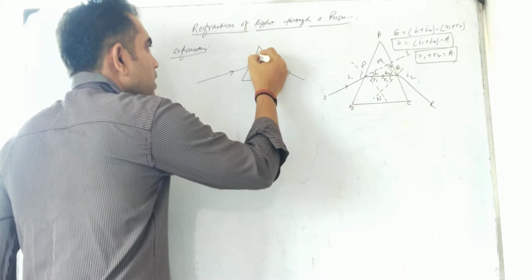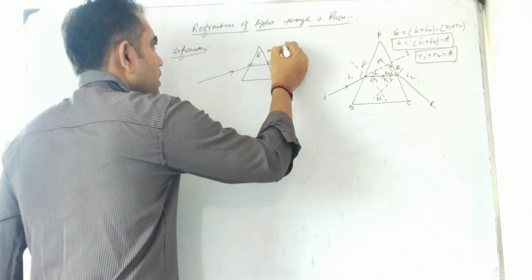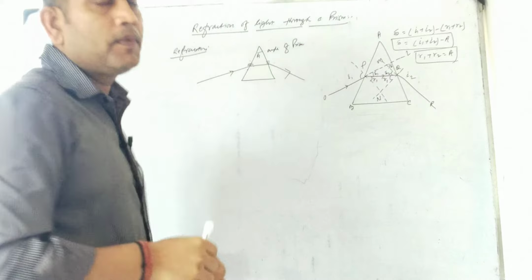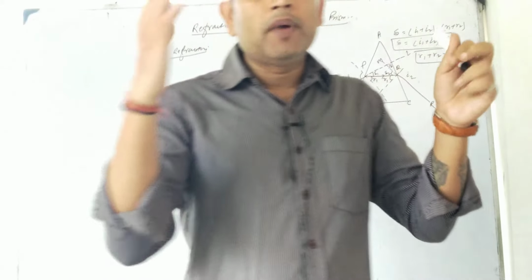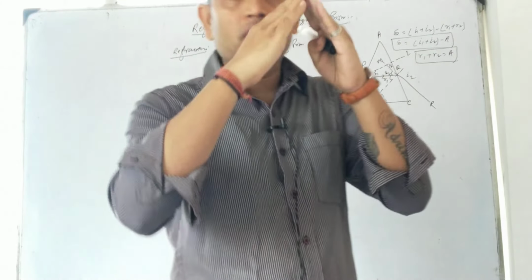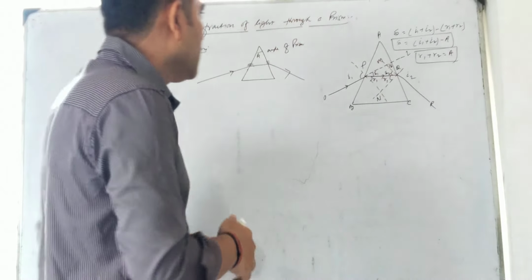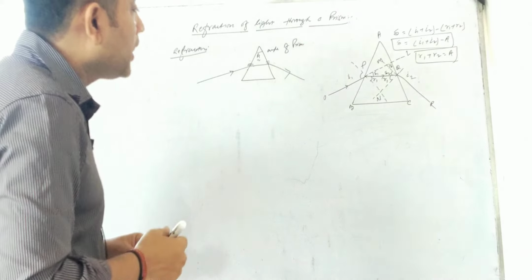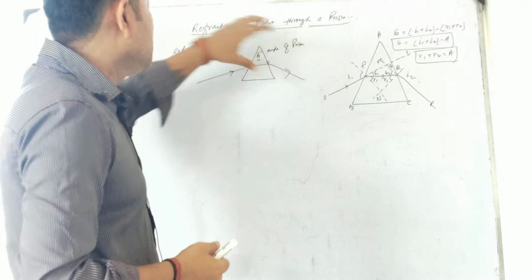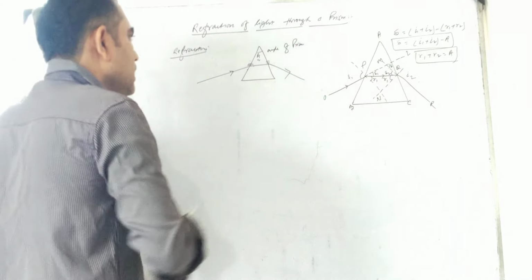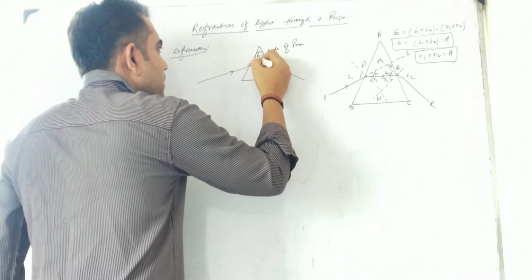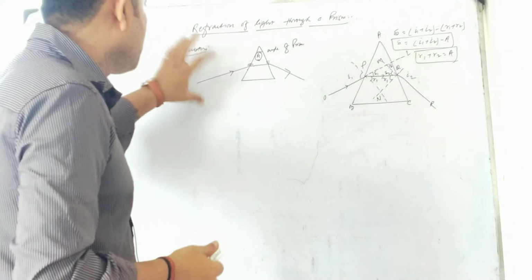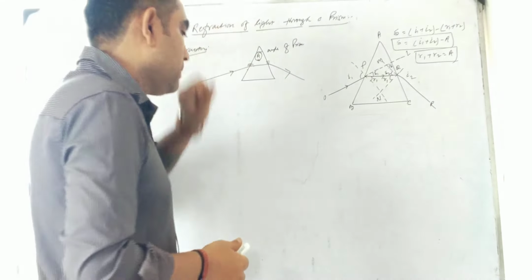Then comes the angle of the prism. The two refracting surfaces of the prism are never parallel to each other, but are inclined at a particular angle to each other, and that angle is said to be the angle of the prism. The angle of the prism is represented by the letter A. So we understood the prism, the refracting surface, and the angle of the prism.